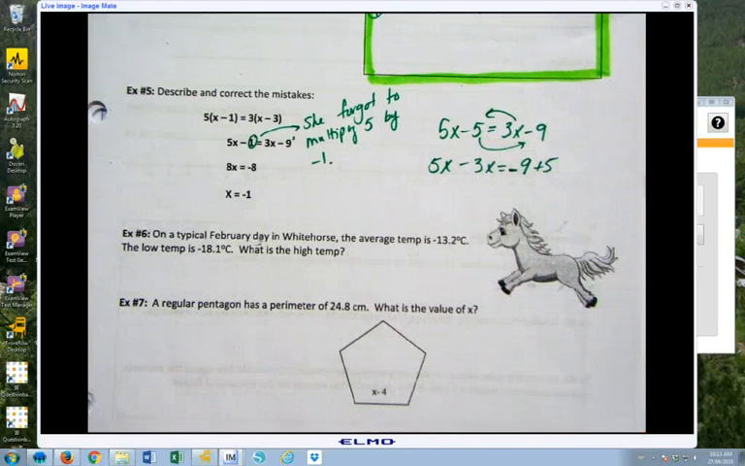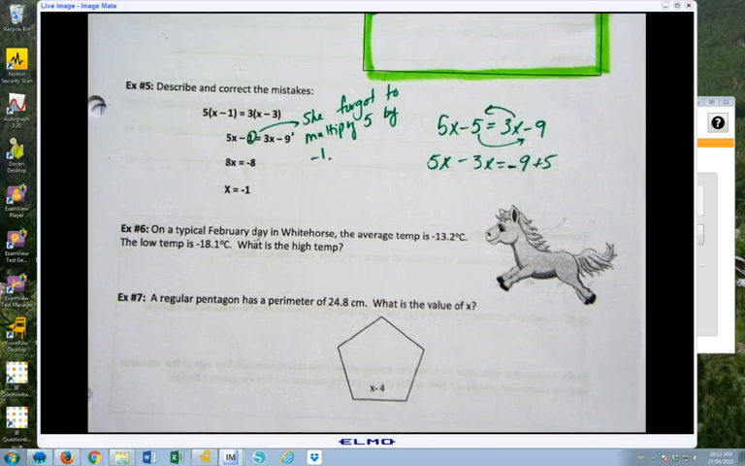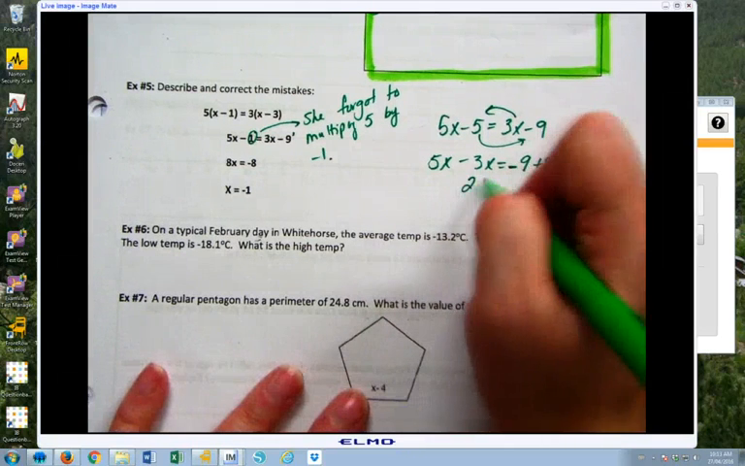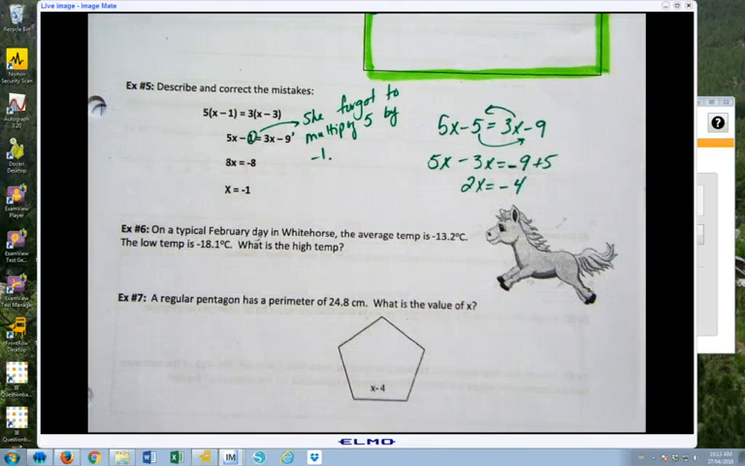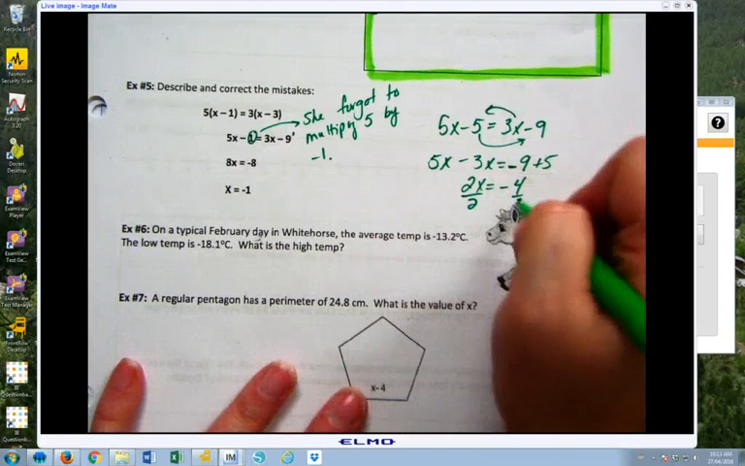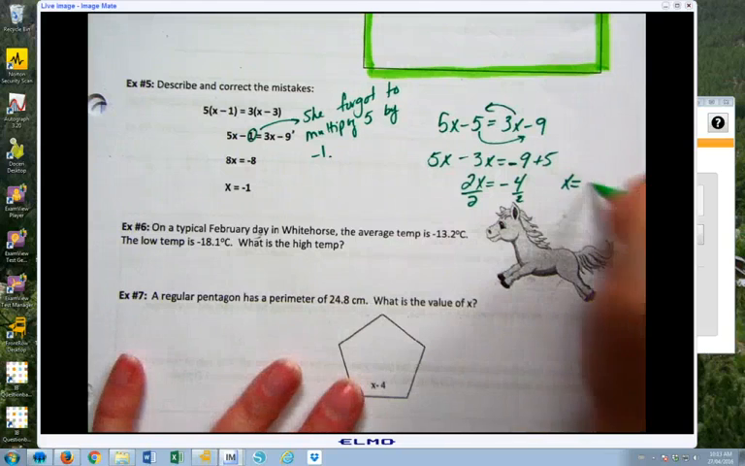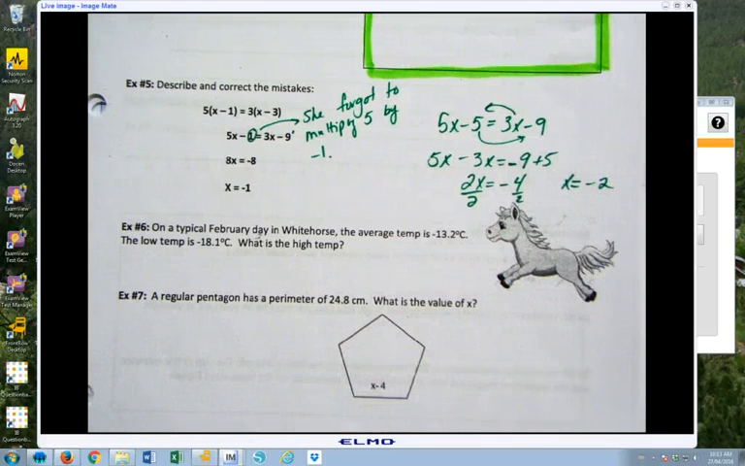2x equals negative 4, so divide by 2. Who got it? x equals negative 2.